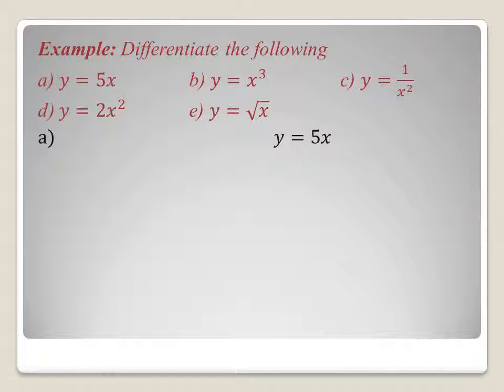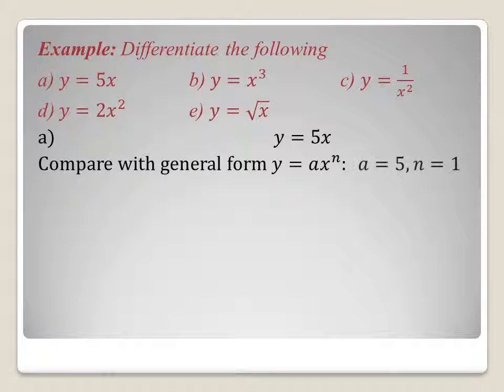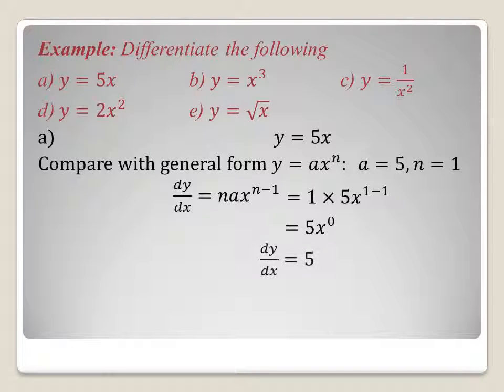In the first one, y equals 5x. Comparing with the general form, y equals ax to the power of n, a equals 5, and n equals 1. dy/dx, from nax raised to the power of n minus 1, is equal to 1 times 5x raised to the power of 1 minus 1. And it simplifies to 5x raised to the power of 0. Now we know that any value raised to the power of 0 is 1. Therefore, dy/dx equals 5.